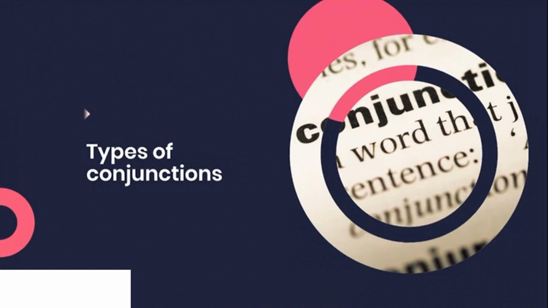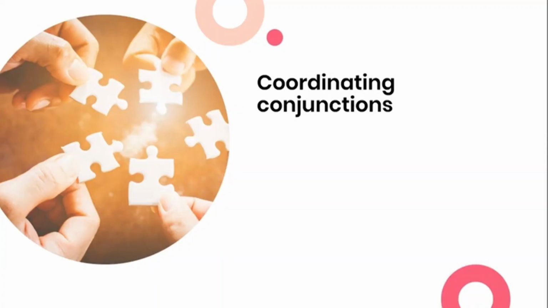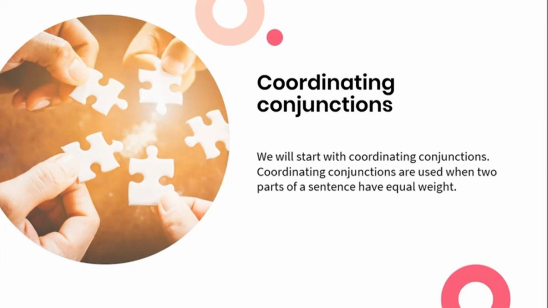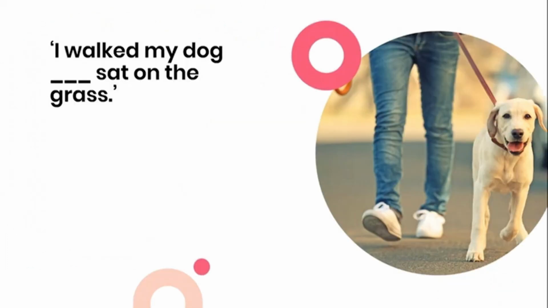Let's go over the types of conjunctions. We will be covering these in a lot more detail in Module 4, but for now, here is a brief summary. We will start with coordinating conjunctions. Coordinating conjunctions are used when two parts of a sentence have equal weight.